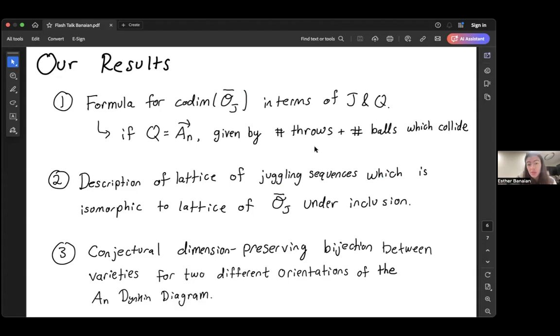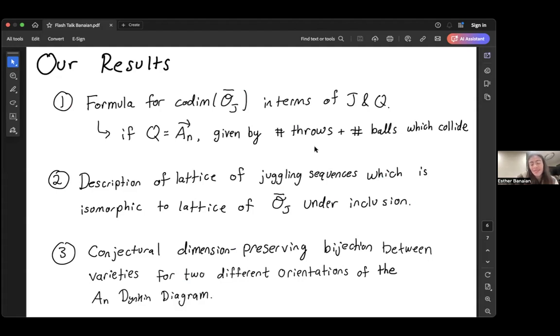So that's, of course, in terms of the juggling, but you also do need to take into account the orientation of the quiver. So the Kostant partitions, they don't care about the orientation, right? That's just how can you add up these vectors to get this one vector? But the codimension really does depend on the quiver.